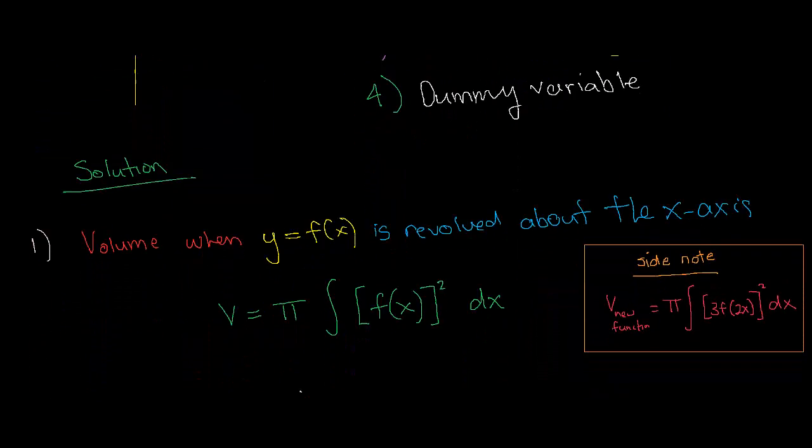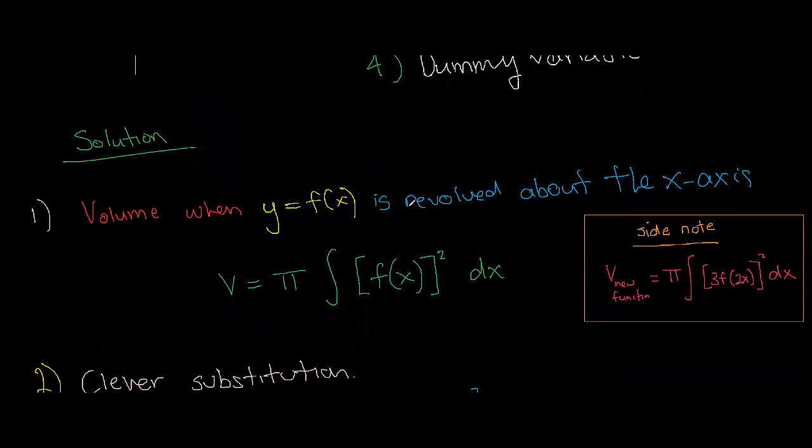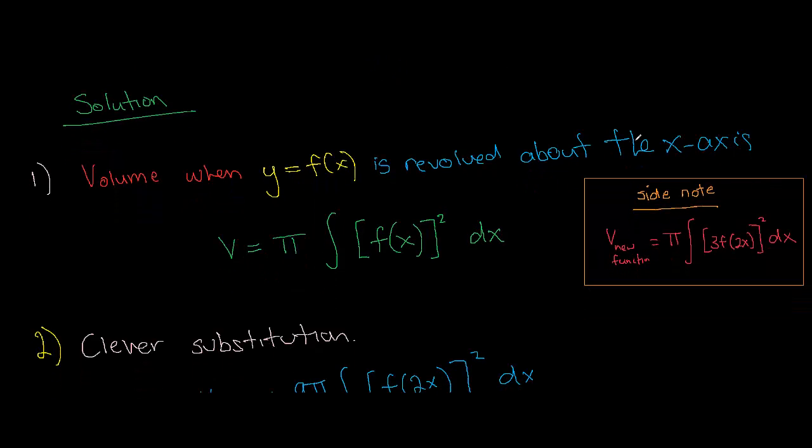So the volume when y equals f of x, that's the original circle-looking thing, is revolved about the x-axis. This is the formula we're going to get. But the new function, remember that complicated one that was like 3f of 2x? When we revolve that one around the x-axis, the V of the new function stands for this one, the fancy function. The volume of the new function is going to be pi times the integral of, and now instead of f of x, we're going to have 3 times f of 2x, and that's all going to be squared.